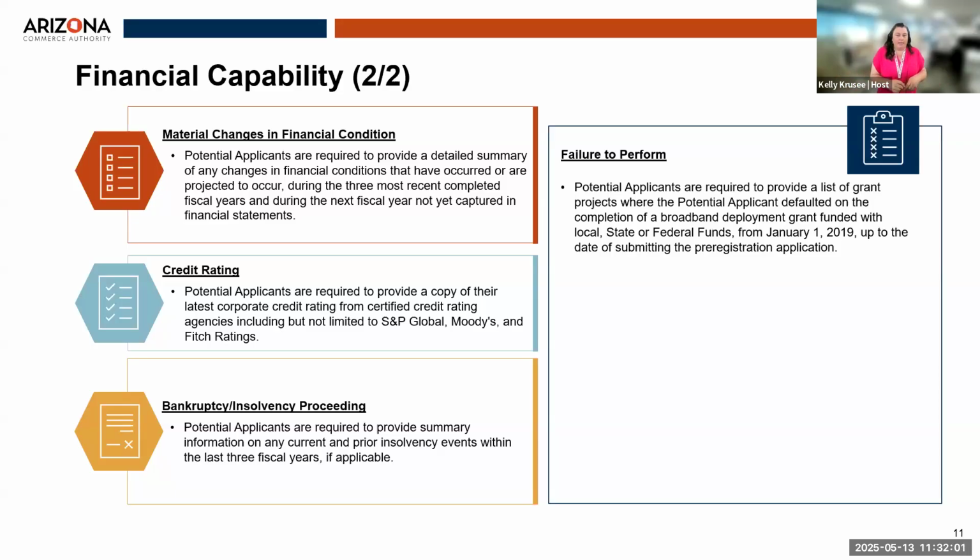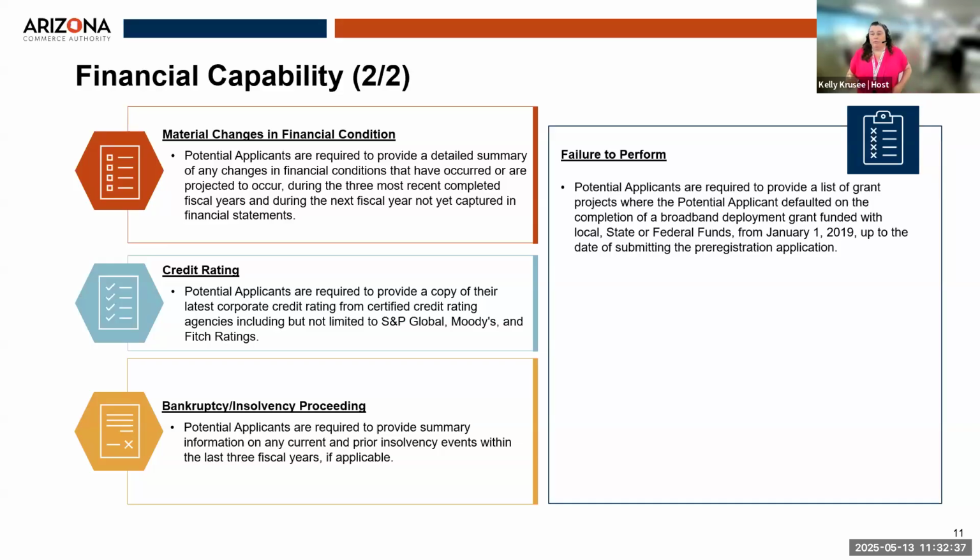Then there's the credit rating, and that credit rating you can see here can be obtained from S&P Global, Moody's, Fitch Ratings. Those are some examples. If those aren't options for you, you can let us know, send us an email, let us know what works for you, and we can address that on a case-by-case basis. And then bankruptcy or insolvency. So potential applicants need to provide a summary of any current or prior past 3 years instances of bankruptcy or insolvency.